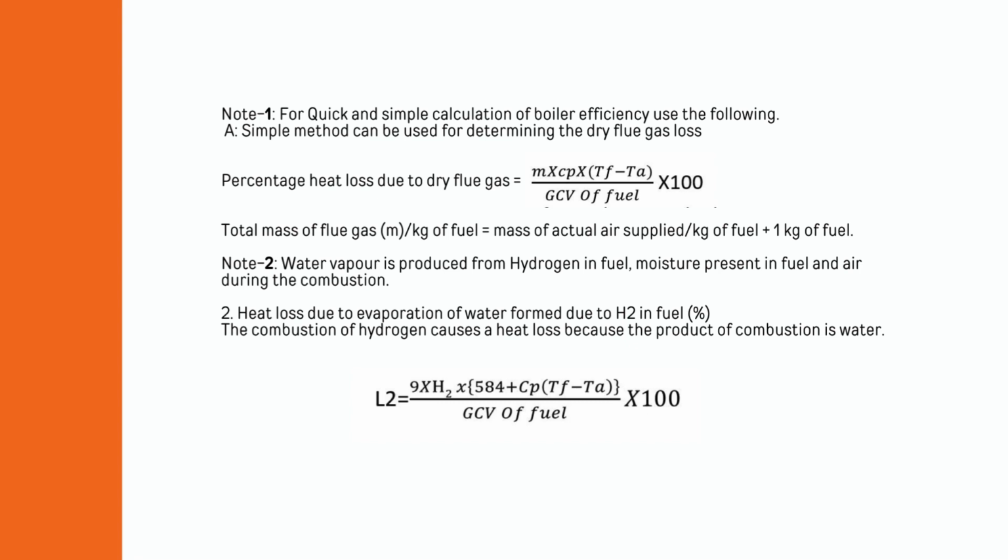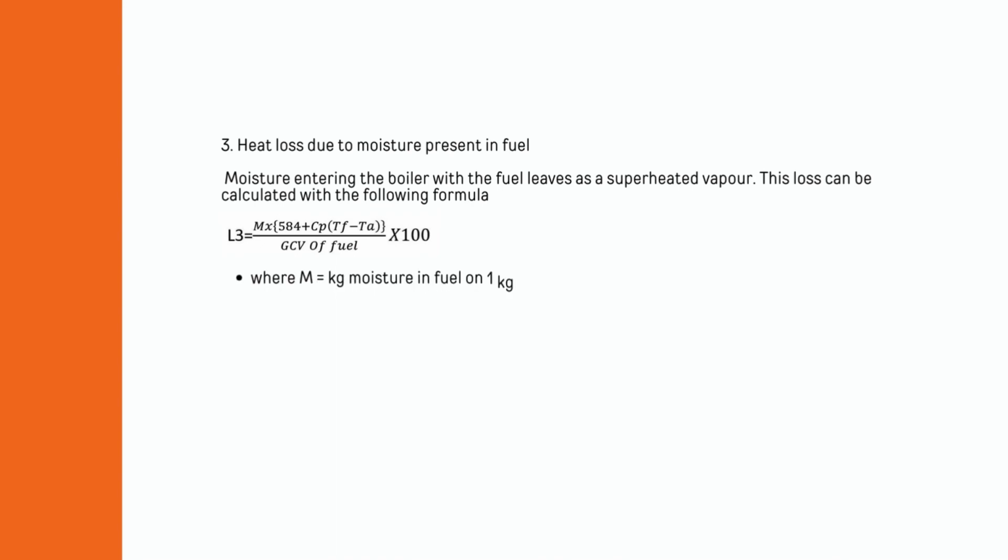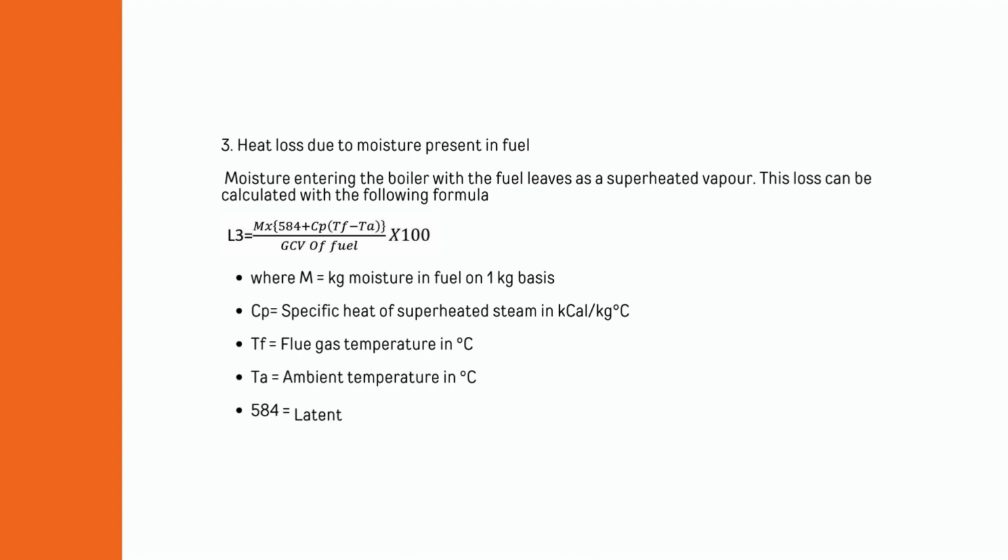L2 equals 9 into H2 into (584 plus Cp into (Tf minus Ta)) divided by GCV of fuel into 100, where H2 is kg of hydrogen present in fuel on 1 kg basis. Cp is specific heat of superheated steam in kilocalorie per kg degree Celsius. Tf is flue gas temperature in degree Celsius. Ta is ambient temperature in degree Celsius. 584 is latent heat corresponding to partial pressure of water vapor.